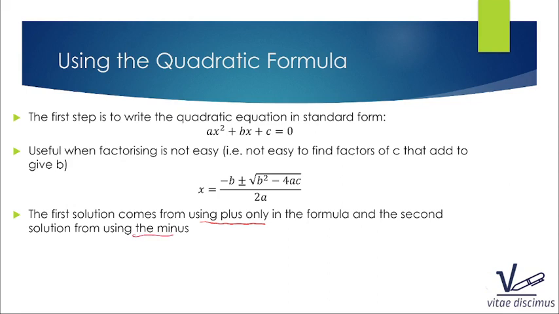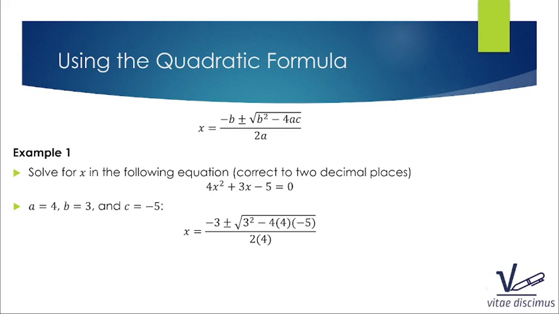All right, so let's look at examples on how we can solve quadratic equations using the quadratic formula. We've got this example which says solve for x in the following equation, correct to 2 decimal places. We have 4x squared plus 3x minus 5 equals 0, which is in standard form. So a equals 4, b equals 3, and c equals minus 5.